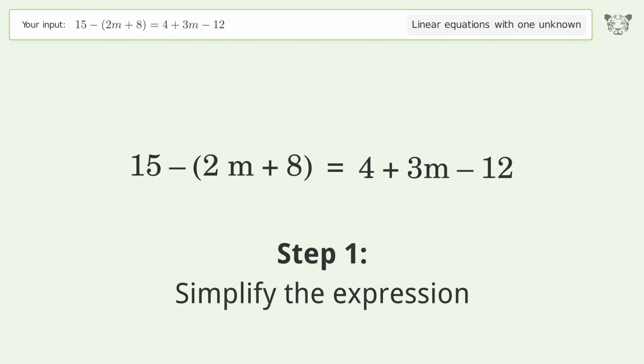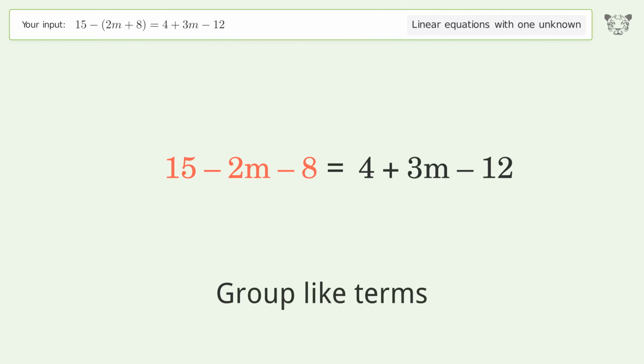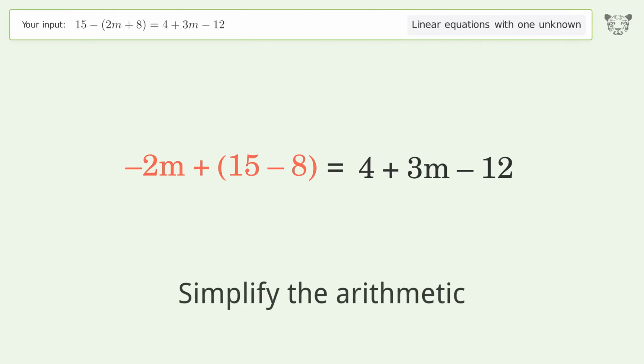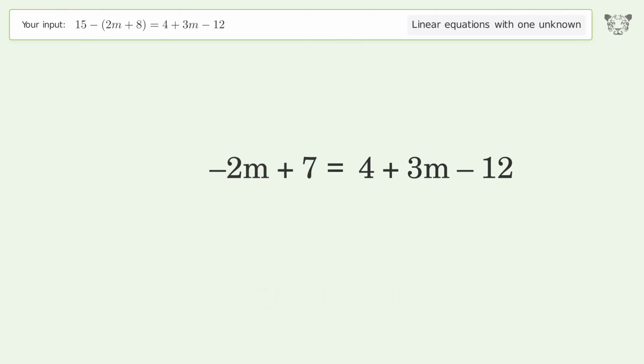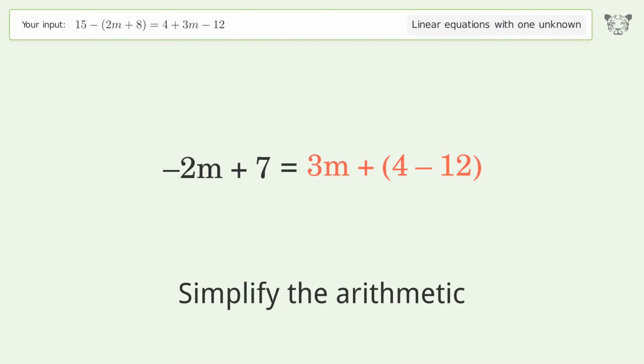Simplify the expression. Expand the parentheses. Group like terms. Simplify the arithmetic. Group like terms. Simplify the arithmetic.